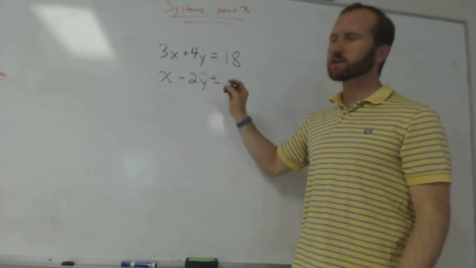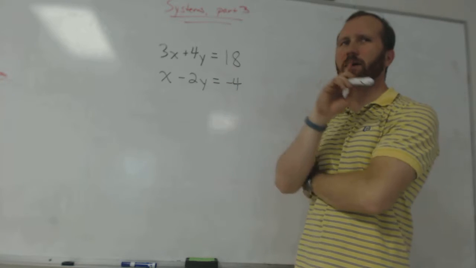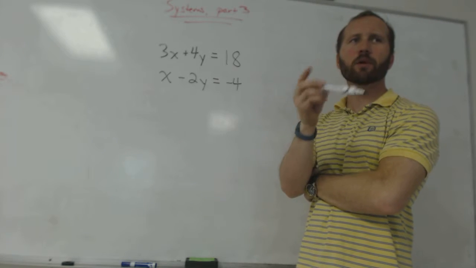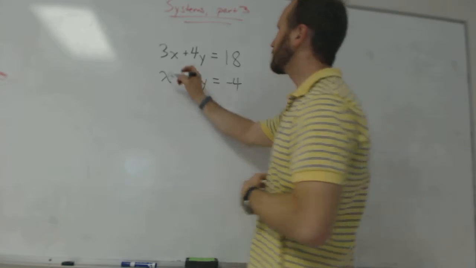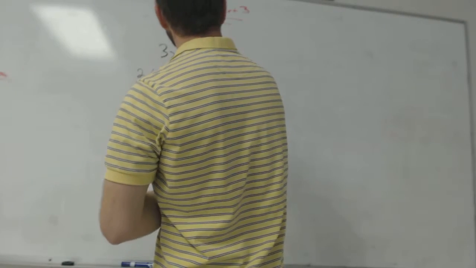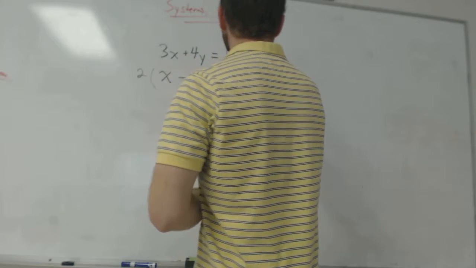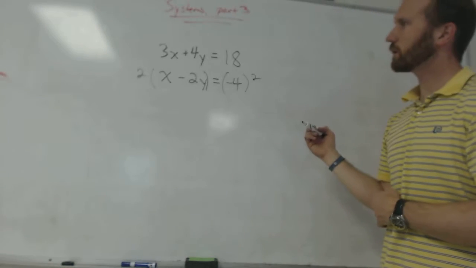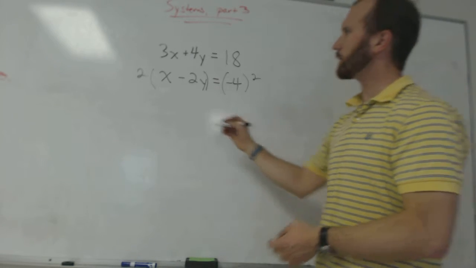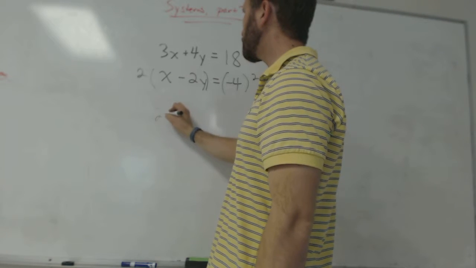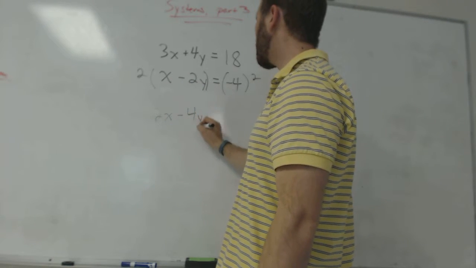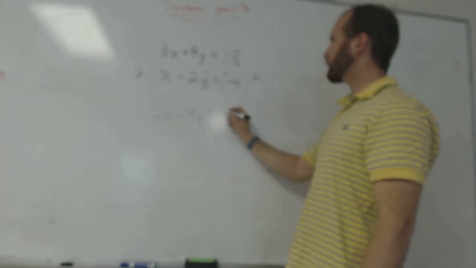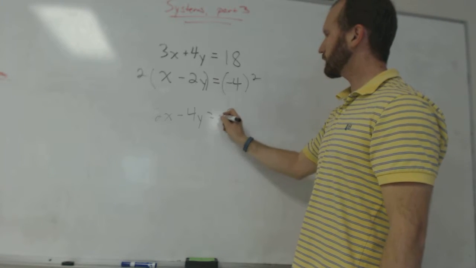But can I multiply just one thing in the equation times 2? No, I can't do that. I have to multiply both sides of this equation times 2. So let's do it. 2 times this side of the equation and 2 times this side of the equation. Let's see what happens. 2 times x is 2x. 2 times minus 2y is minus 4y. Negative 4 times 2 is negative 8.